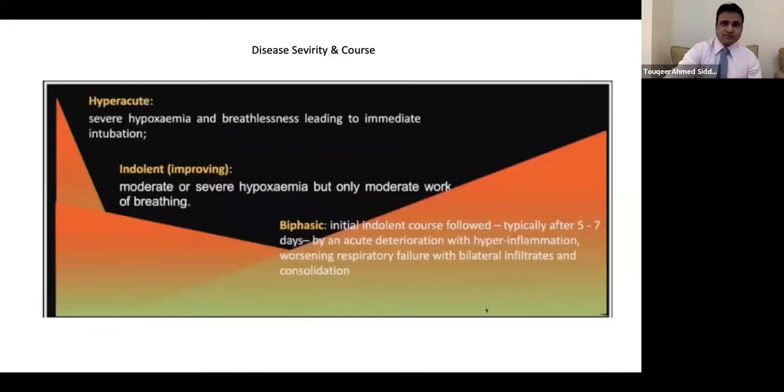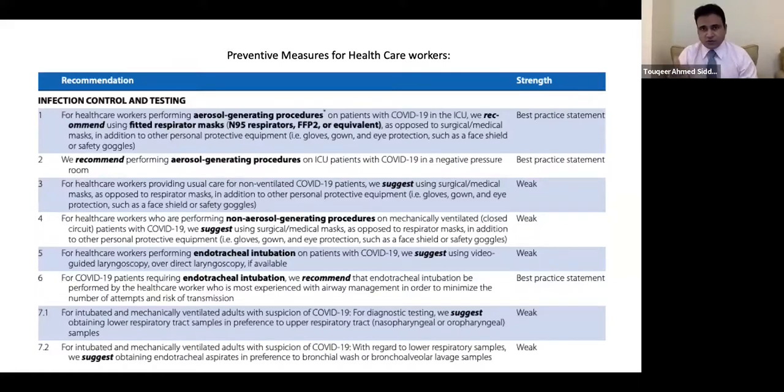As we talked about the hyperacute course, then the underlying course where there is improvement, they may go down, or the biphasic course where it goes down and then goes up and the patient goes to ITU. So I'm not going to be reading through all these guidelines. There is a separate presentation where you can go through slides, which are about 80 slides, but I'm going to touch on some important points, what we follow and what we don't follow and why we do that and what's the logic behind that.